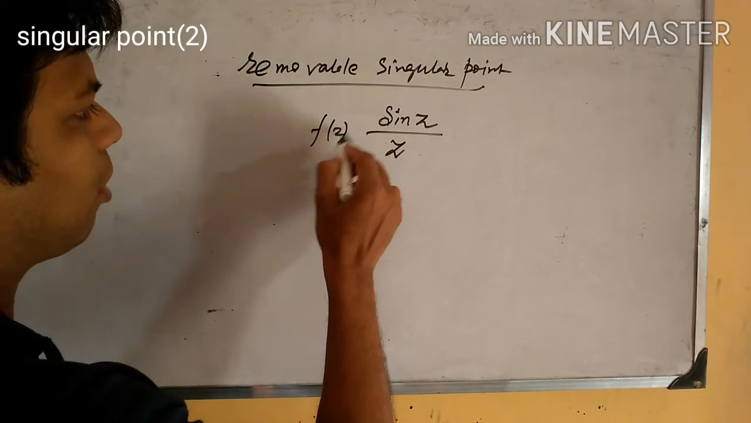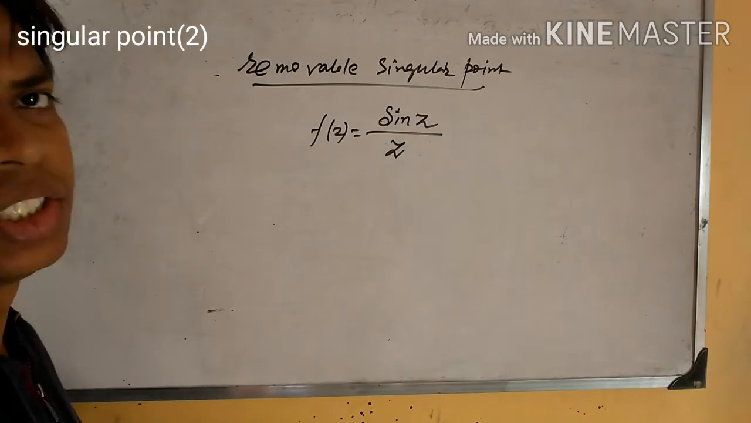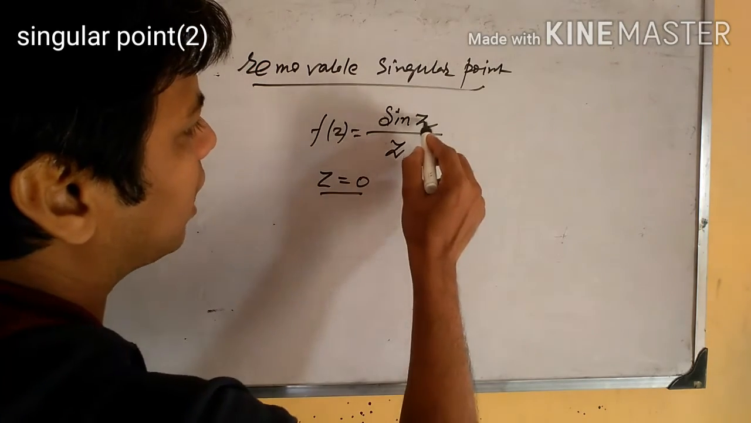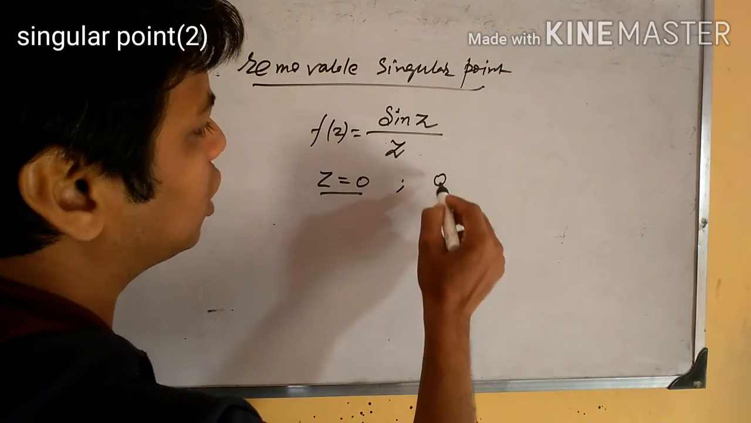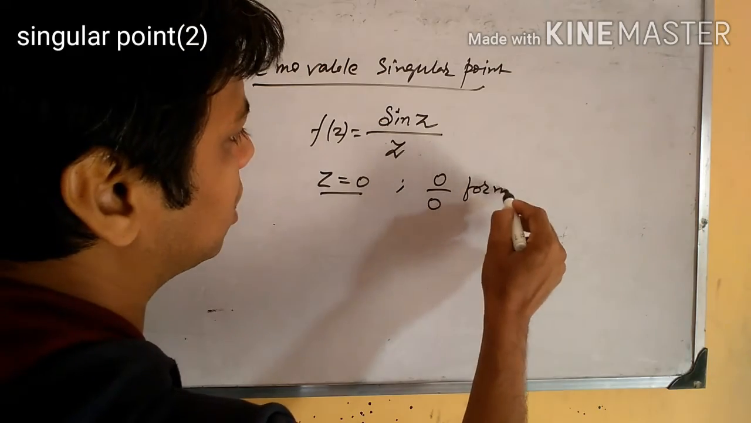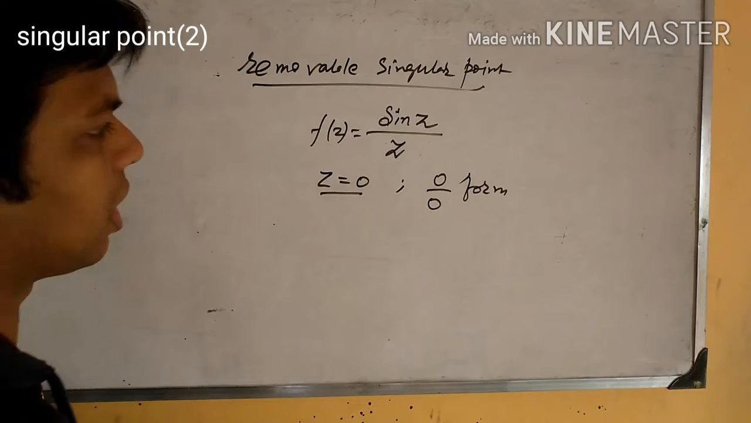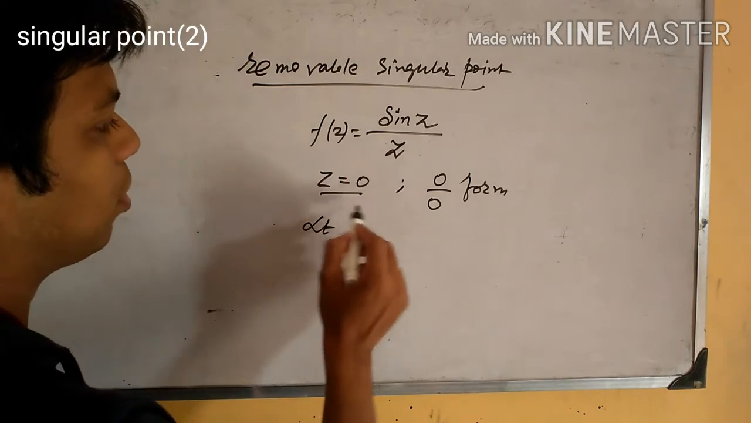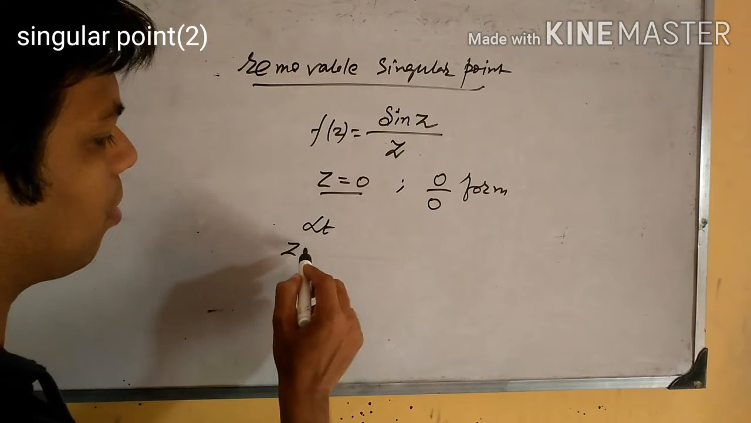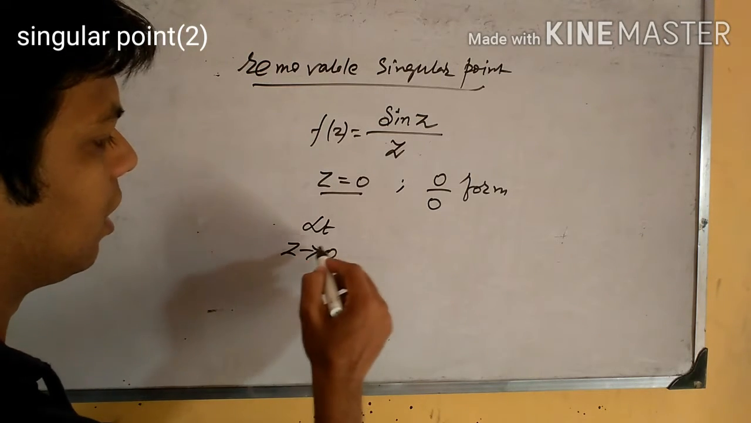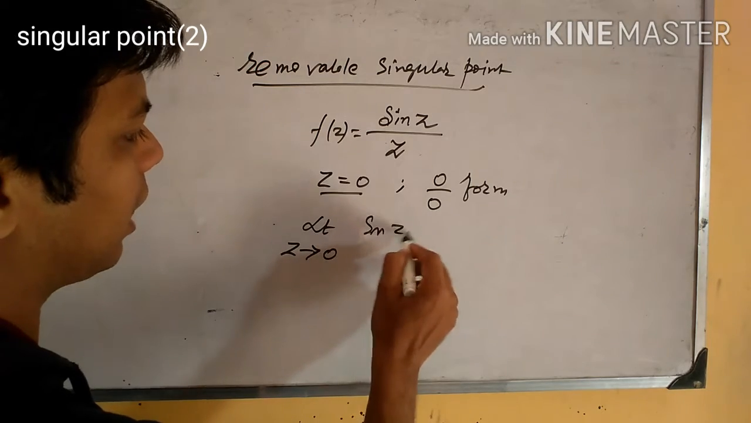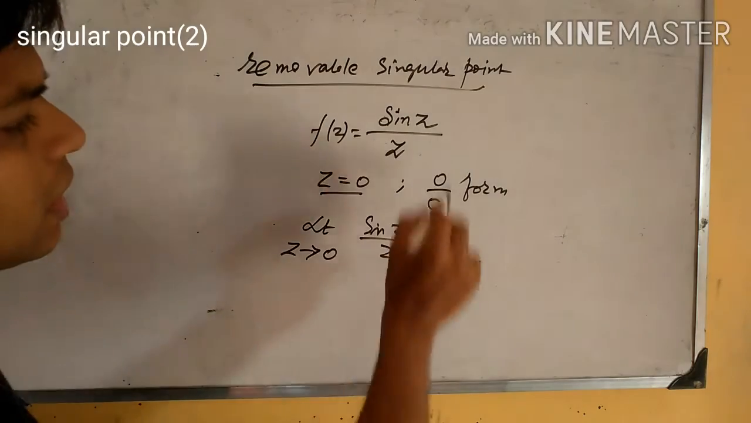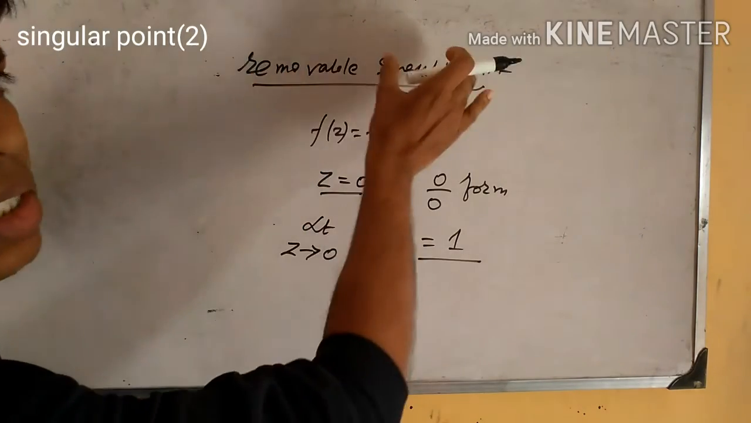Let a function f of z equal sine z by z. If we put z equals 0, the numerator and denominator are both 0, that is 0 by 0 form, which gives an undefined result. But if we take the singular point as a limit, z tends to 0, then we get a finite result. Such cases are called removable singular points.